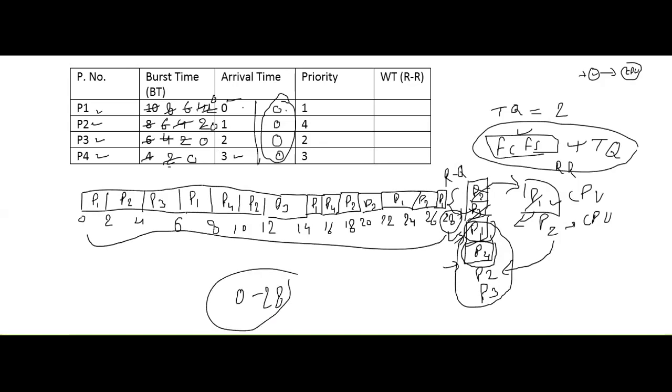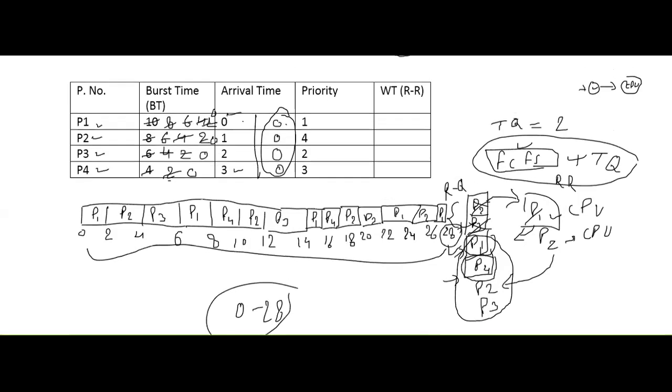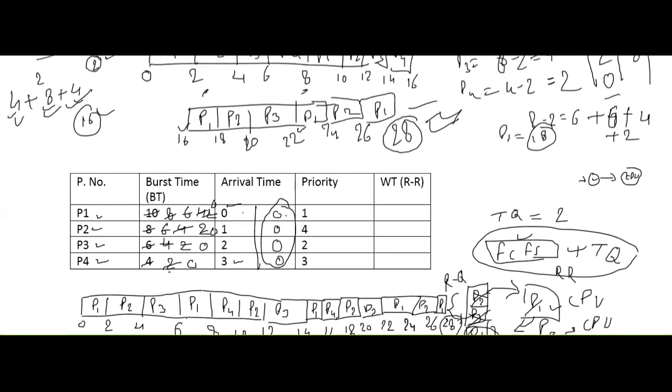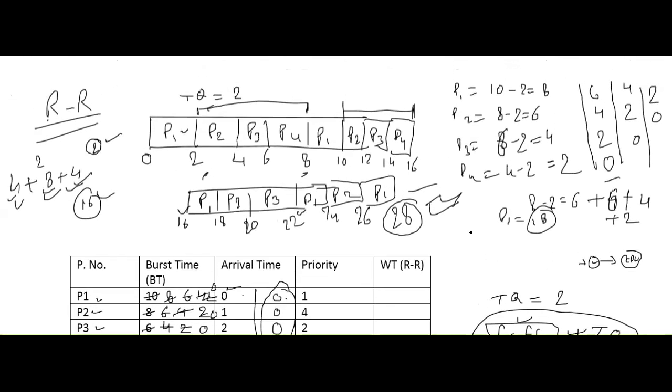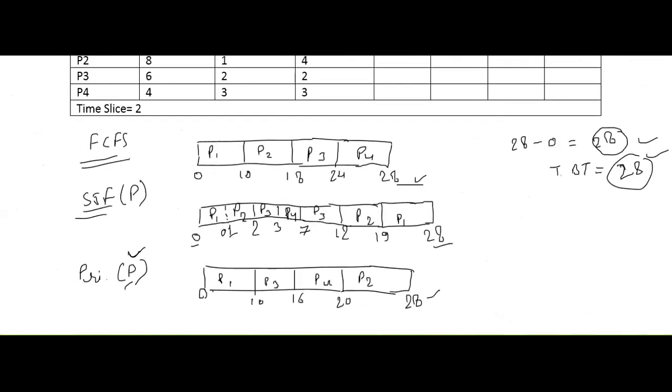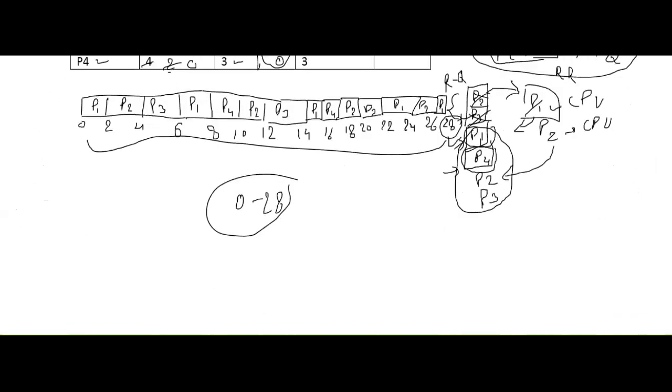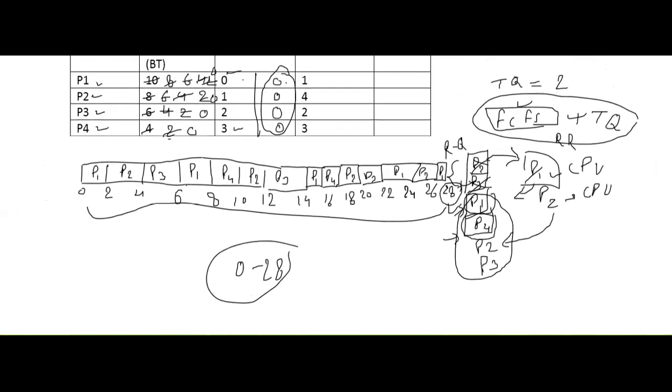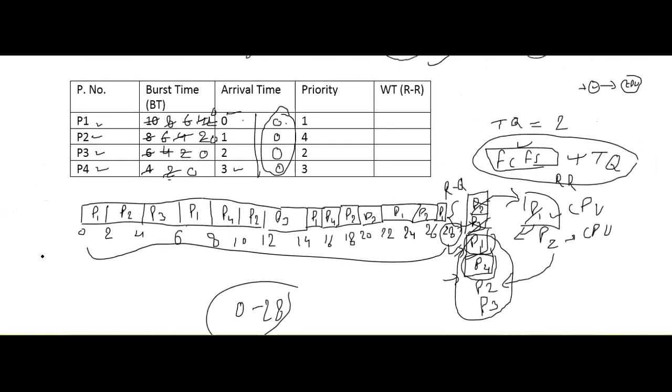28. Now if I see my previous executions which we had done in our previous lecture, it got completed in 28. Once again, all other FCFS, SJF, priority, everyone is ending at 28. So overall, statistically, my system is right. That was the first check.